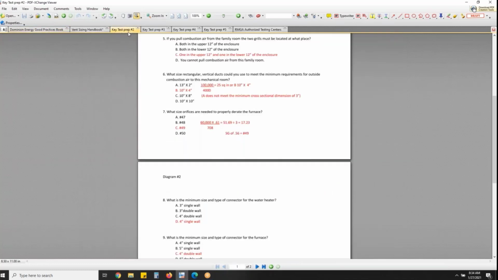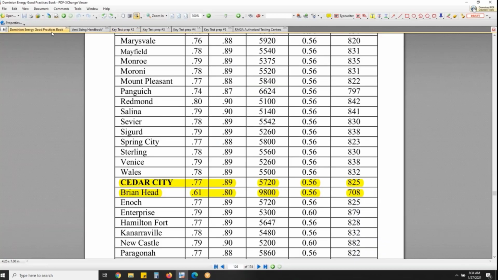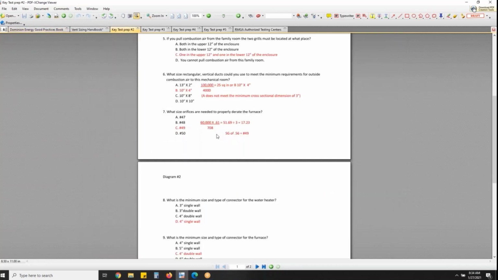So we'll go back over here to the test. 60,000 times 0.61 divided by 708. 708 is the BTU content per cubic foot for Bryan Head. Okay, that's how many BTUs or how much heat energy is in a cubic foot of gas over in Bryan Head. So again, the book shows you an example of the formula. So that comes to, when I do that formula, 51.69, okay?